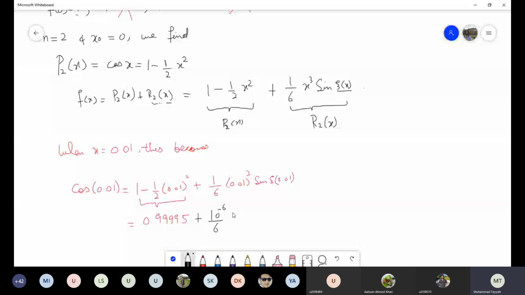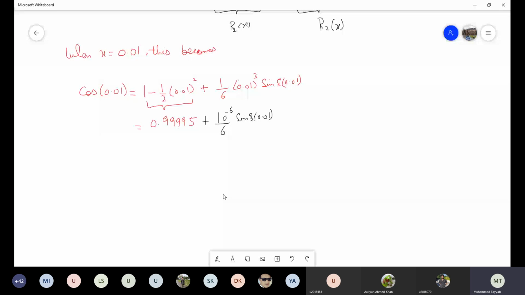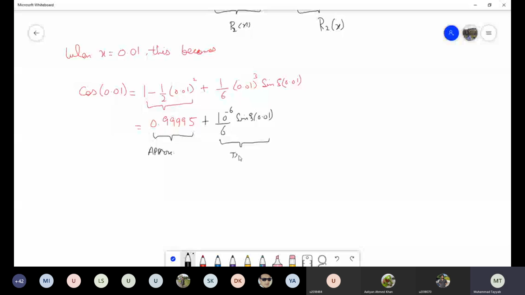Now this black term, the one written in black, this is approximation to the cos 0.01 given by the Taylor polynomial, is therefore 0.9995. The truncation error or the remainder is this one. ये तो हमारे पास cos की approximation आती है. Let me call this the approximation, and this one will be called the truncation error.